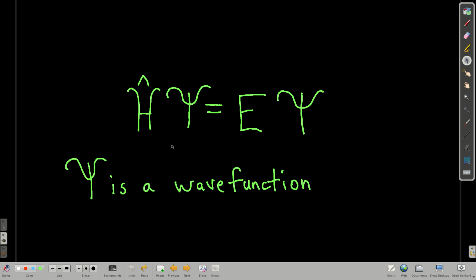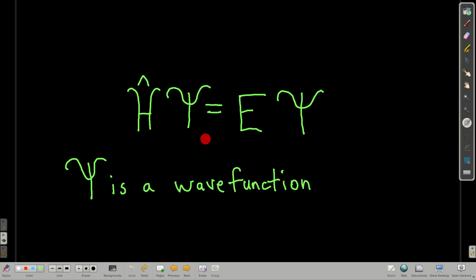So we now use what's called Schrodinger's equation. This is Schrodinger's equation, and it's not as simple as it looks, but fortunately we don't have to solve it in this class. H is called a Hamiltonian, it's an operator. Psi is called a wave function. We will talk a little bit about wave function. E is the energy, and psi again is the wave function.